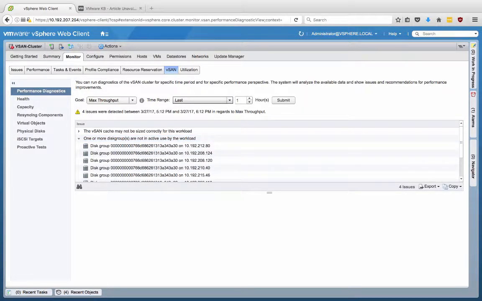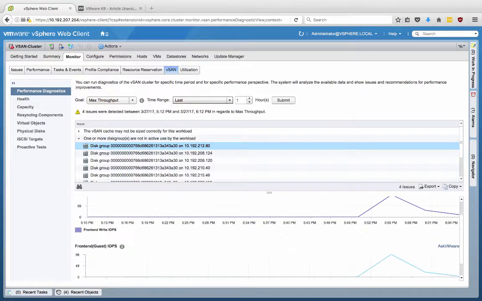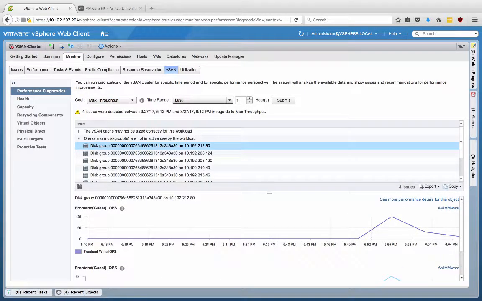So if we're trying to maximize throughput, we probably want to use more than one disk group. And so what this identified is we had different disk groups with different levels of I/O. So since this is a hybrid workload, we would look at raising the stripe width in order to access more spindles.